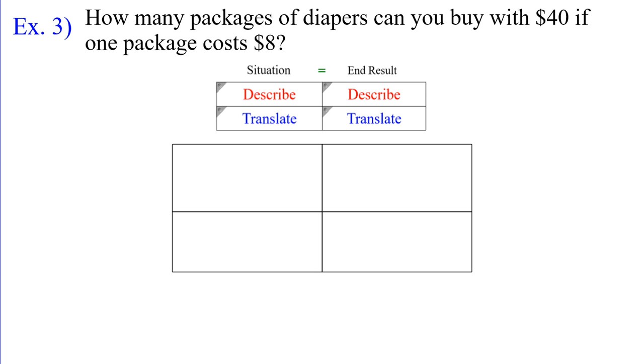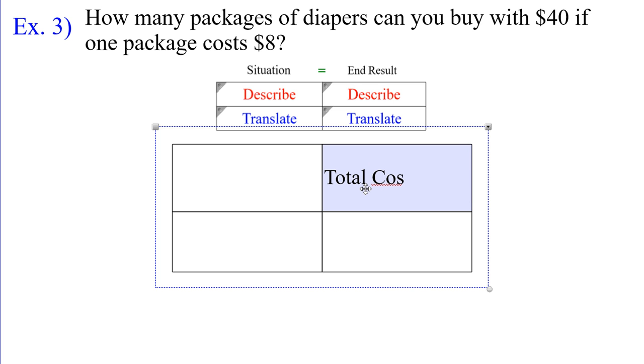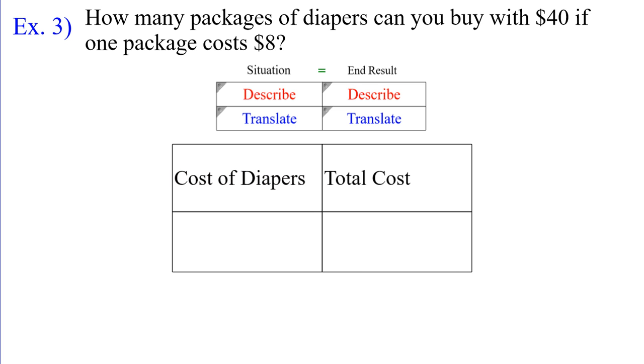Okay, let's take a look at this one. This says, how many packages of diapers can you buy with $40 if one package costs $8? This is going to be our total cost again, and over here it's going to be cost of diapers. So what do we know and what do we not know? Based on this story, we know there's a total cost of $40. We don't know how many packages we could buy, so that's our x. The cost of the diapers is 8, so it should be the cost of the diapers times the number of diapers we want. The number of diapers is where we don't know what's going on, so that's where the x is. So we have 8x equals 40. That's how we would take these words and translate them into one equation.